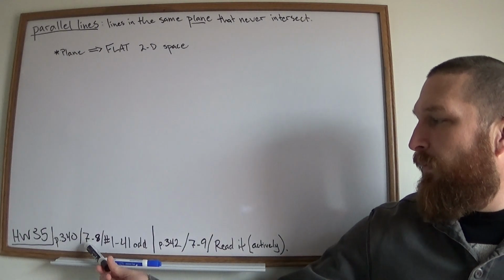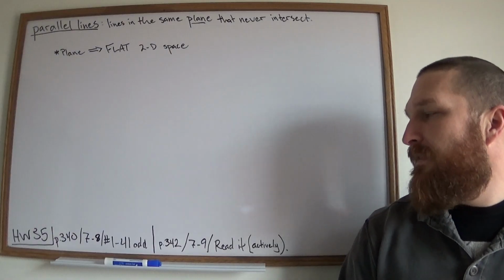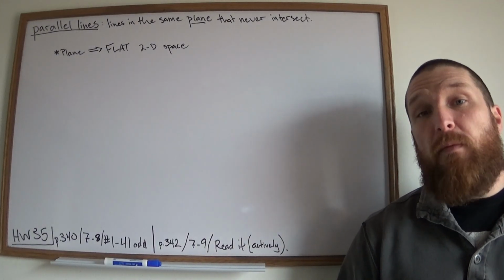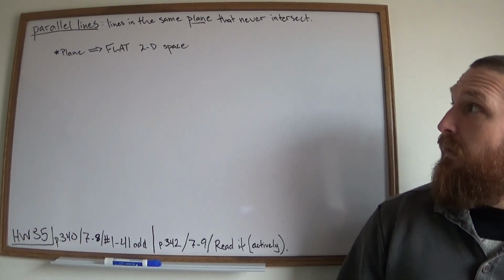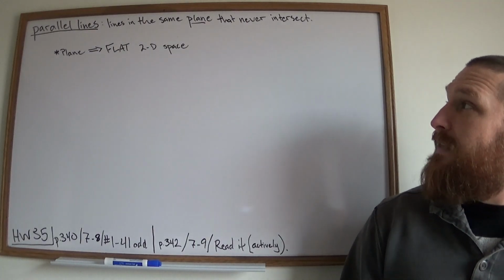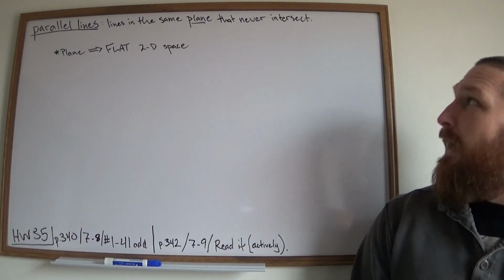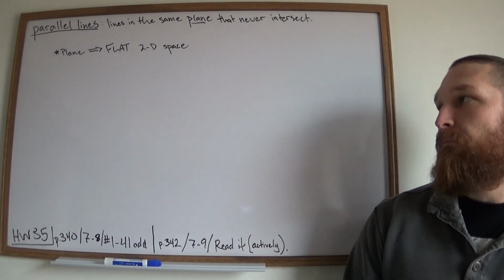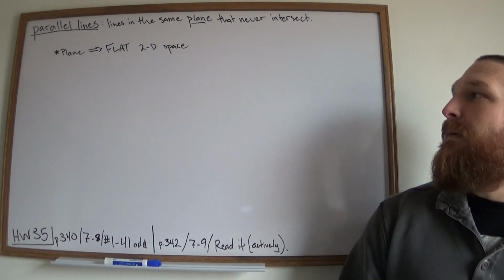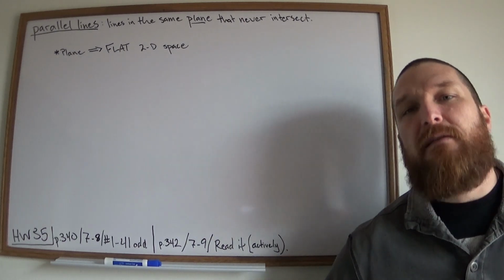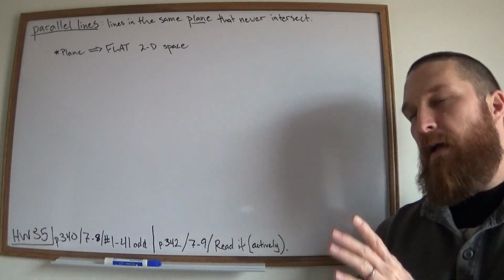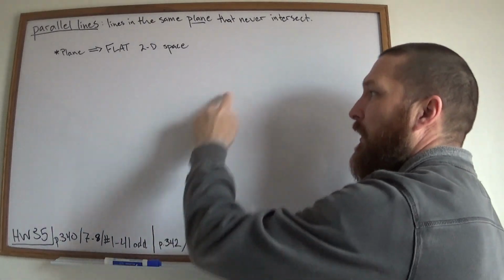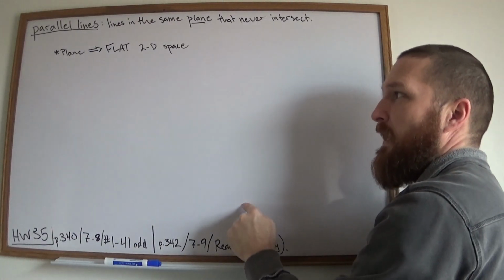But today, we're just going to be talking about section 8, and that is parallel and perpendicular lines. Parallel lines, we're going to define as lines in the same plane that never intersect. What we mean by plane is a flat two-dimensional space, very simple. It has an x direction and a y direction.